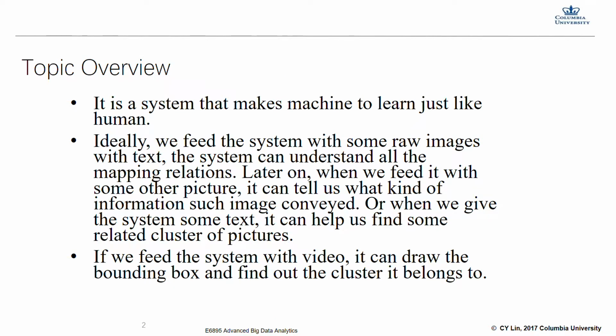Let's quickly overview what our topic is about. It is a system that makes the machine learn just like human beings, and you can regard it as some kind of distilling knowledge from raw data. Ideally, when we feed the system with raw images with text, the system can understand all the mapping relations. Later on, when we feed it some new pictures, it can tell us what kind of information this image is trying to convey.